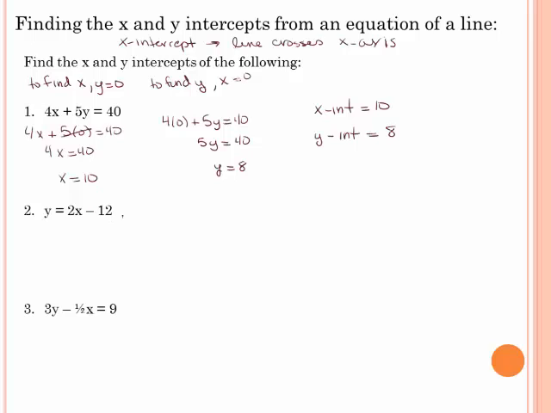When we're in slope-intercept form, we already know our y-intercept. We can still solve for our x-intercept. So I plug in 0 for y, add 12 to both sides. So I get 2x is equal to 12, which gives me that x is equal to 6. So my x-intercept is 6, and my y-intercept is negative 12.